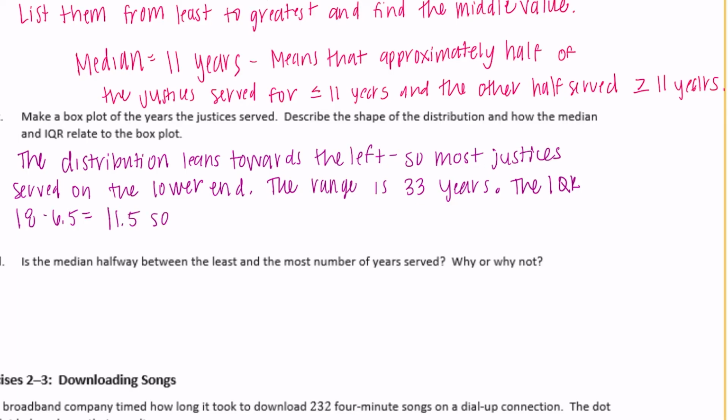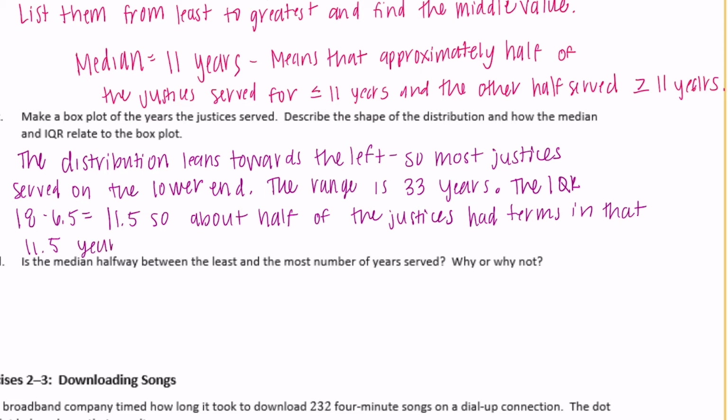So about half of the justices had terms in that 11.5-year interval from 6.5 years to 18 years.